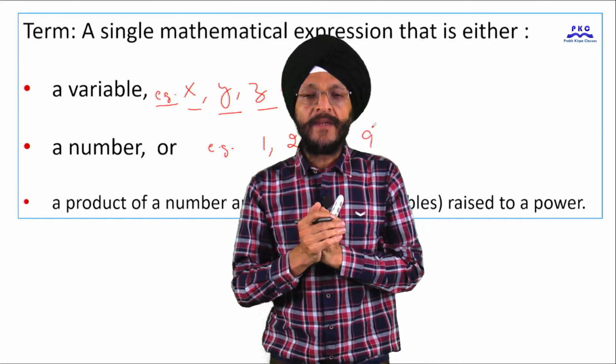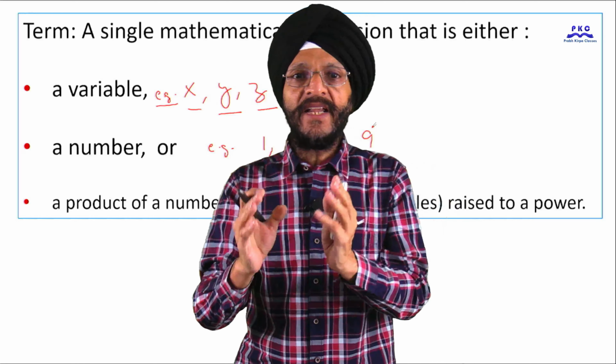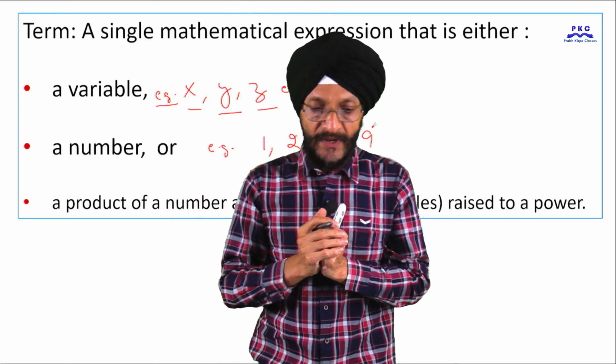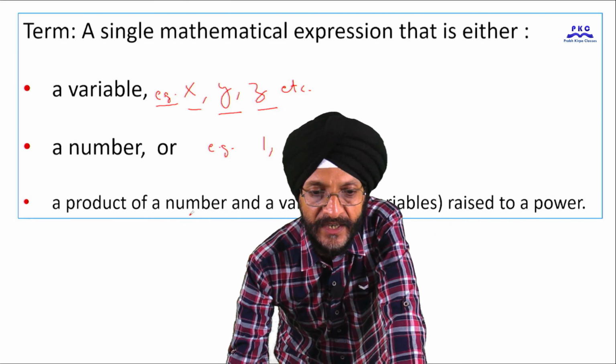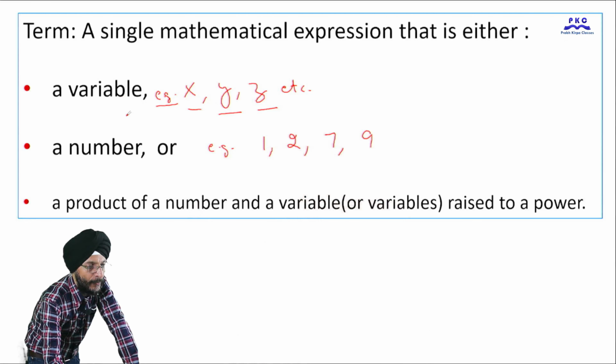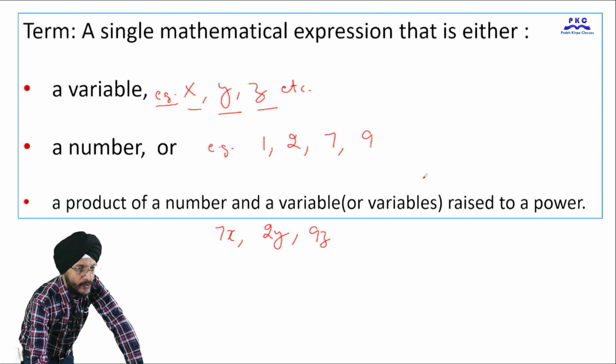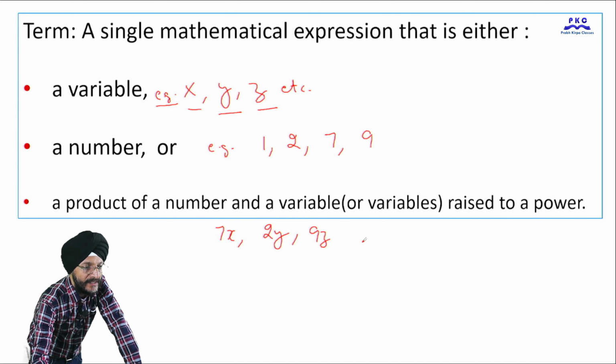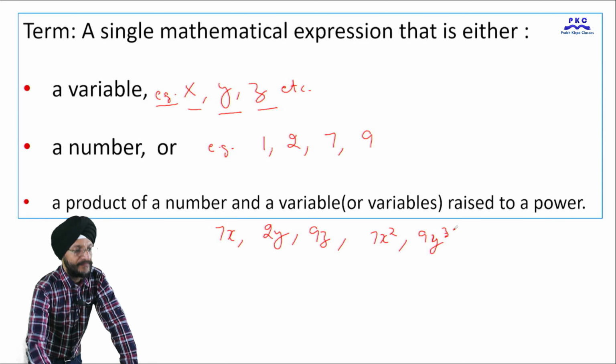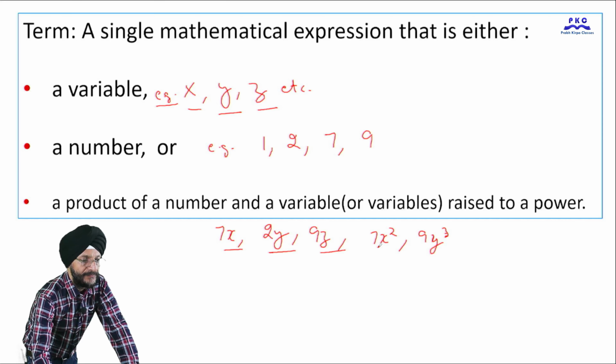The term may also be a product of number and a variable raised to a power. What is its meaning? It means that it is the mixture of this and this, combination of both. That is, the term can be say 7x, 2y, 9z. Next, it can be raised to a power. That is, example of term can be 7x raised to the power 2, 9y raised to the power 3. These are all examples of terms.